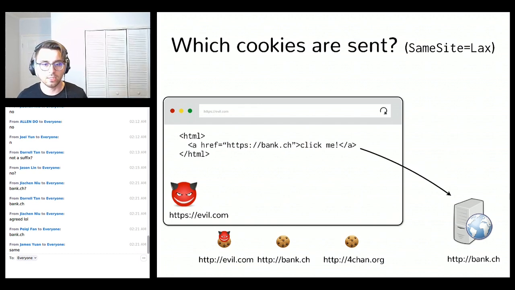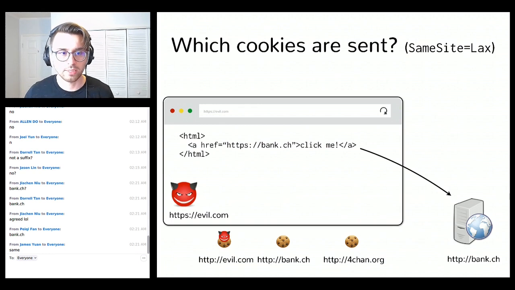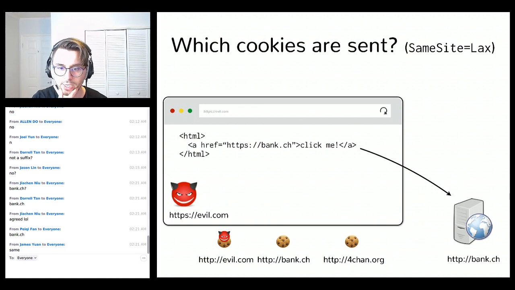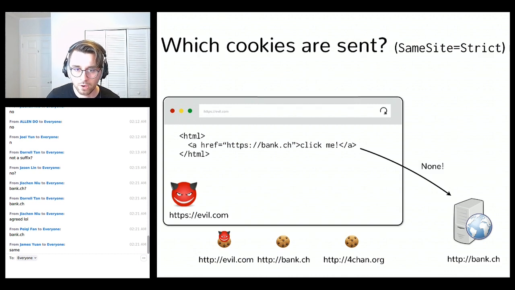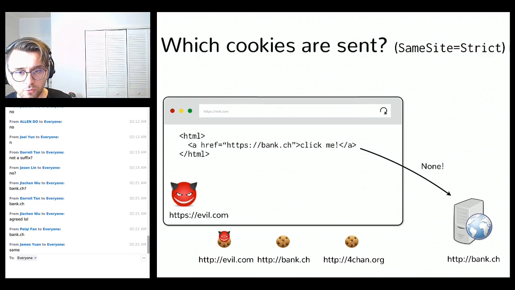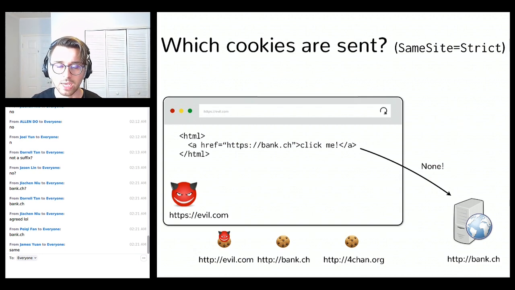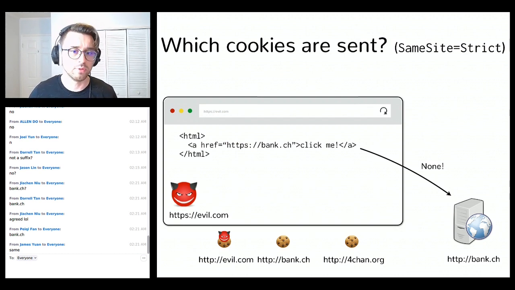Now, when we have a link to bank.ch and we render this link and then click on it, we actually do end up sending the bank.ch cookie because, again, we want to navigate to that page and make it seem like we were actually logged in, if we happen to be logged in and had cookies for that particular page. But if we have that same link with same site set to strict, which is probably what you'd want your bank to do, then in that case, no cookies will be sent again.